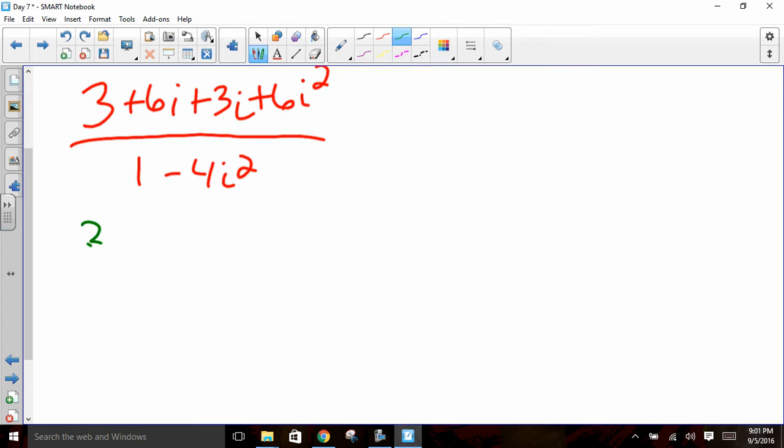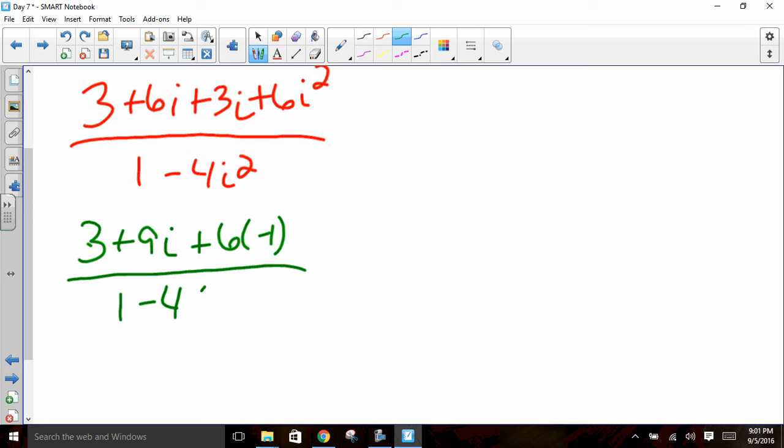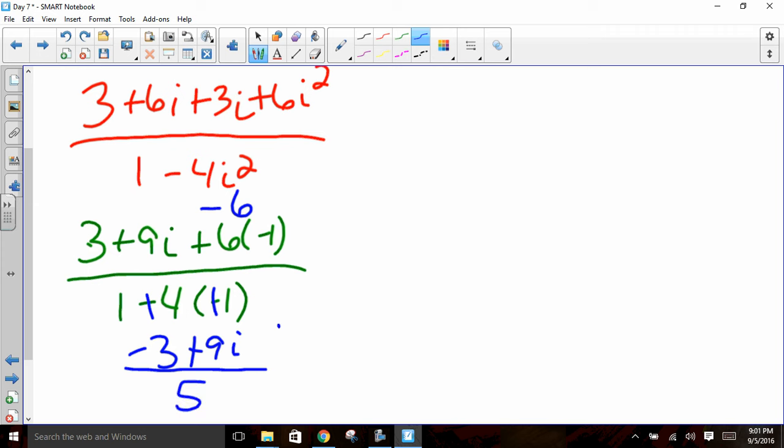So then I get 3 plus 9i plus 6 times negative 1. Remember, i squared is still negative 1. Over 1 minus 4 times negative 1. 6 times negative 1 gives me minus 6 over here. So I have 3 minus 6, which gives me negative 3, plus 9i, over 4 plus 1, which is 5. So negative 3 plus 9i, all divided by 5.